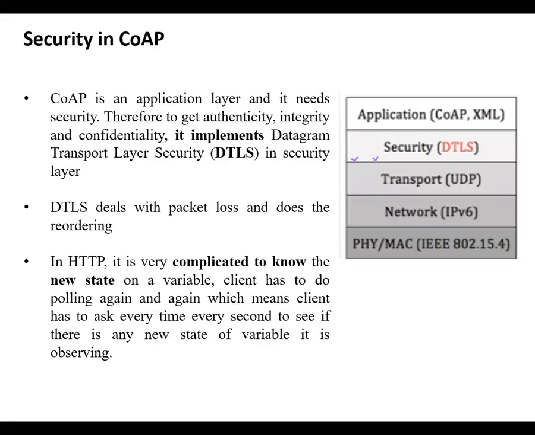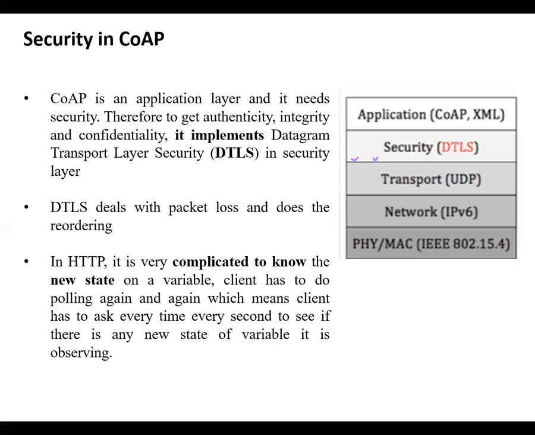COAP is an application layer and it needs security. Therefore, the security layer that COAP uses is Datagram Transport Layer Security (DTLS). DTLS deals with packet loss and does the reordering. And you can see COAP is using UDP and uses datagrams.